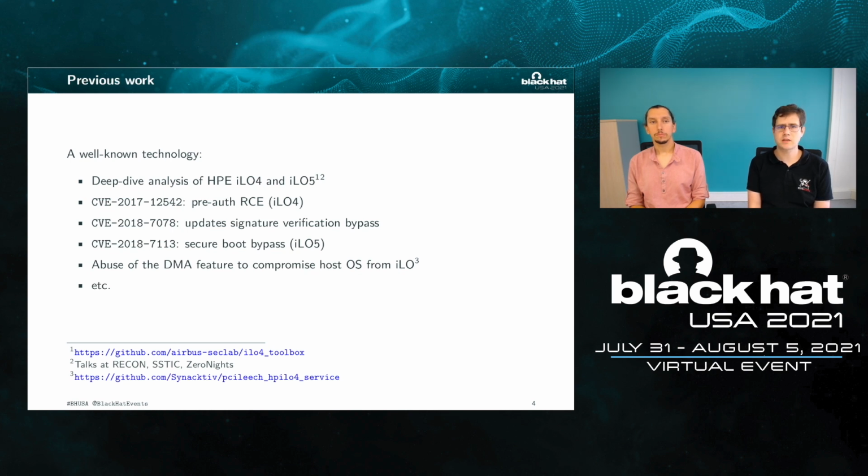iLO is a technology we already know. We did a deep dive analysis of HPE iLO4 and iLO5 back in 2018. We found various vulnerabilities, from a pre-authentication RCE on iLO4 to a full secure boot bypass on iLO5. And we also abused the DMA feature to compromise the host operating system by executing code on iLO.